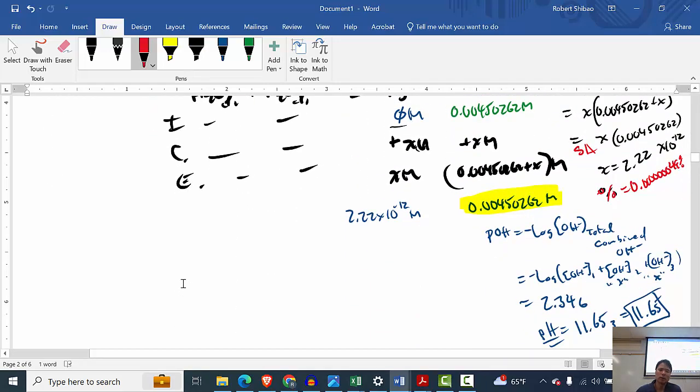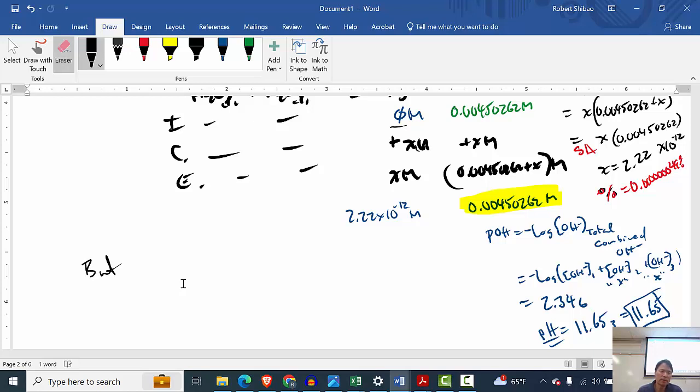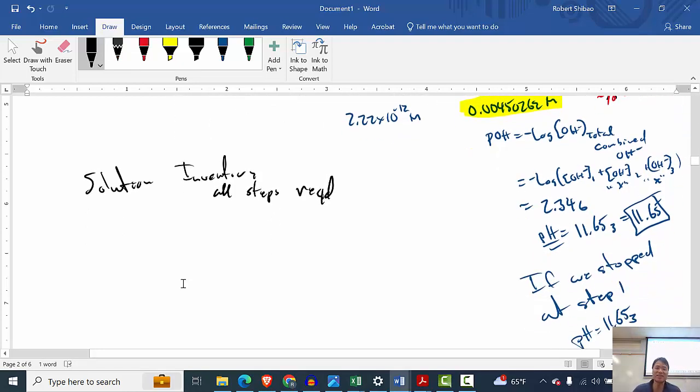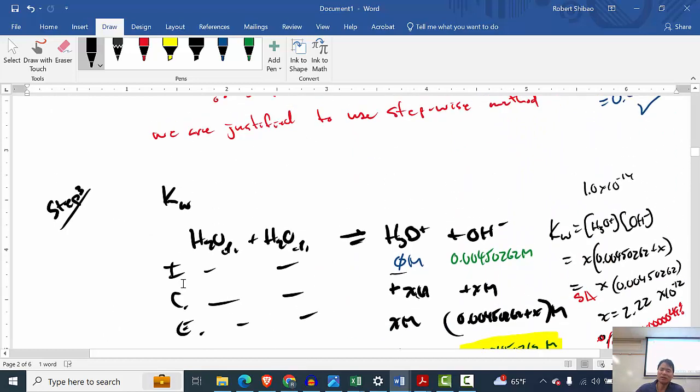All right. But if we want solution inventory, then we have to do all 3 steps. Actually, let's put that here. Let's just say, if we're doing solution inventory, all steps are required. If we're doing pH, then maybe step 1, possibly step 2. I mean, you could do step 2 and see if it contributes, but for sure step 3 is not really going to contribute much. And if it did contribute significantly, we're doing it wrong. You know, we need to do this simultaneous.